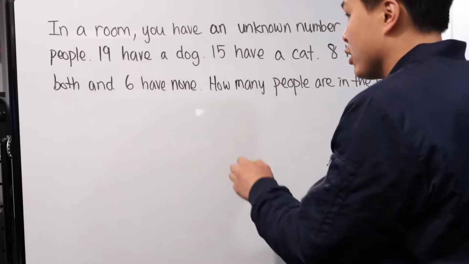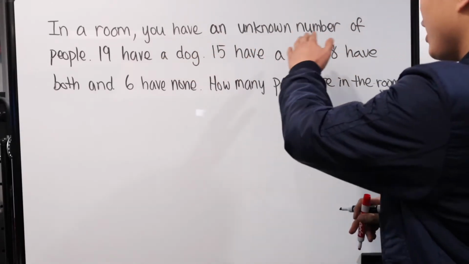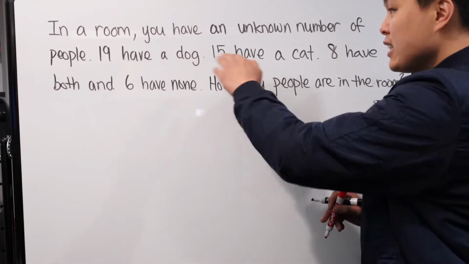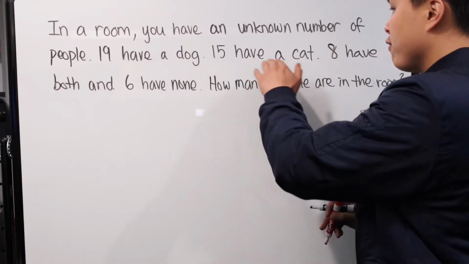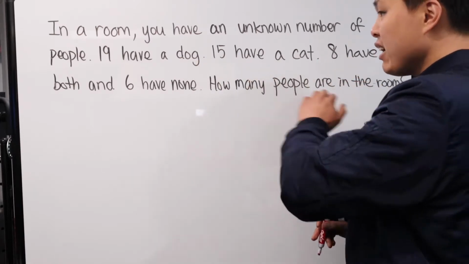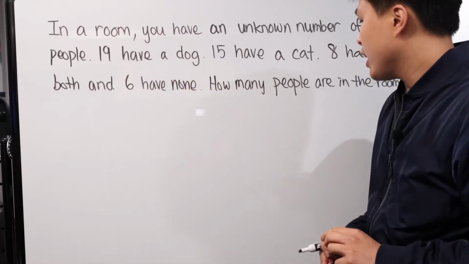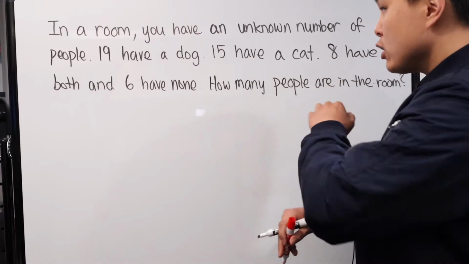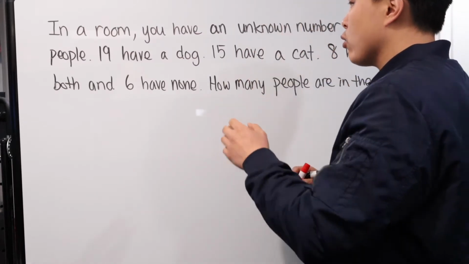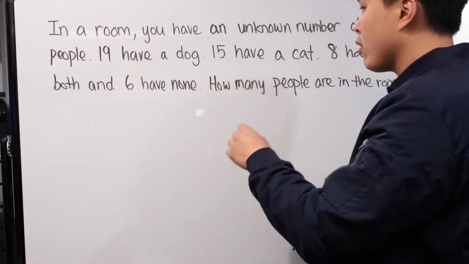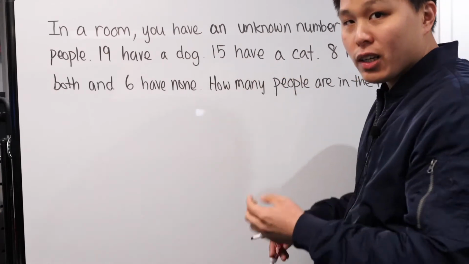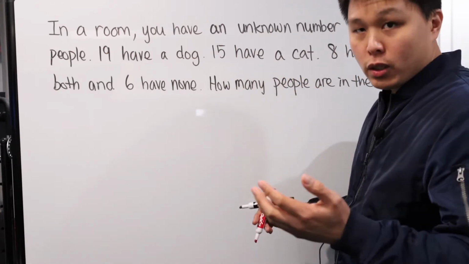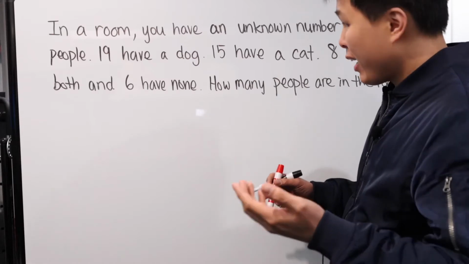Let's look at this one right here. In a room, you have an unknown number of people. 19 have a dog. 15 of them have a cat. 8 of them have both, and 6 have none. How many people are in the room? Now, that's a lot of information, and just trying to understand or organize it without a visual representation can be difficult. Some of us can do it. Some of us maybe have trouble.